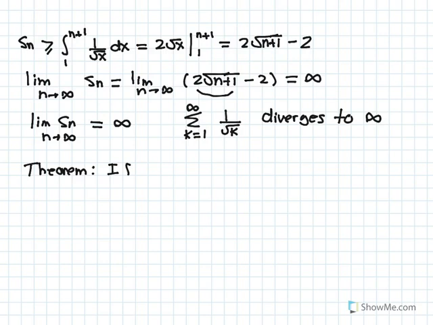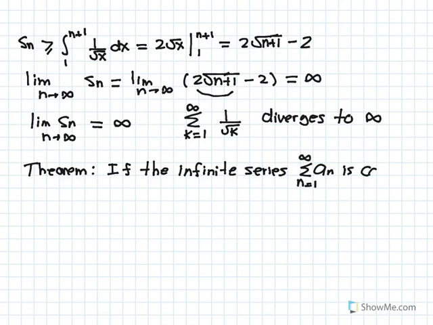If the infinite series summation an, n goes from 1 to infinity, is convergent, then the limit as n goes to infinity of the nth term has to be 0. This is kind of easy to prove, so we may as well do that. Let's do the proof.